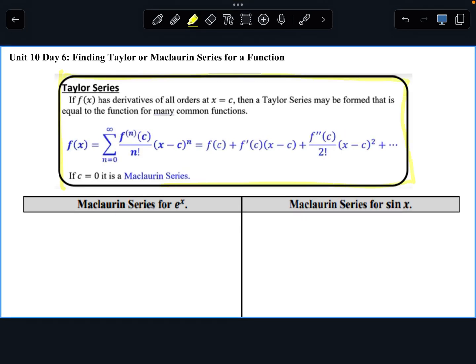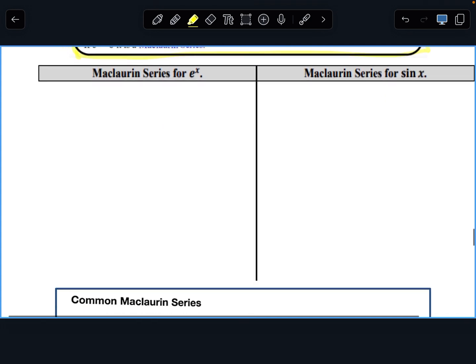You find the Taylor series for the function. If it's centered at 0, it's just called Maclaurin. It's basically the same thing.